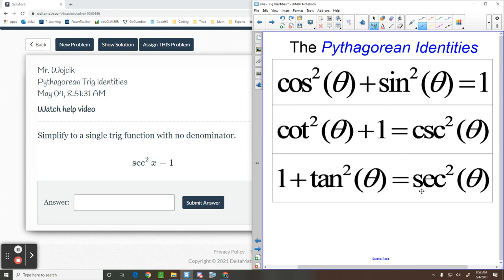You can see that I've got a secant squared, just like this secant squared, but it's being subtracted by 1. So if I took this 1 and I subtracted it, I'd subtract it over here. And now I have a secant squared minus 1. And what's it equal? What's left over on the left side? Well, just a tangent squared. So that's going to be my answer that I can type in.